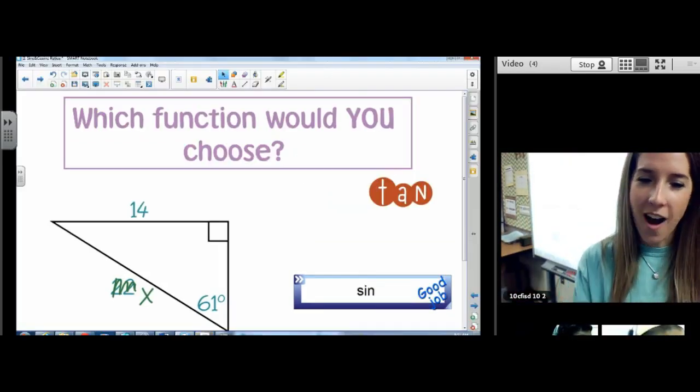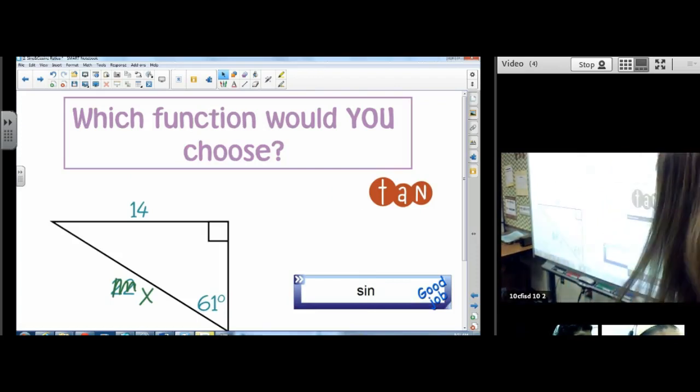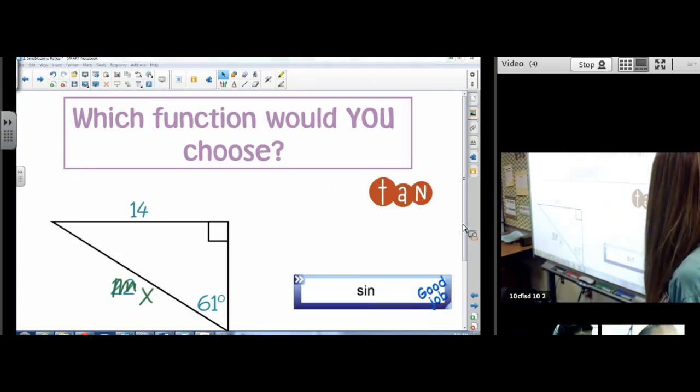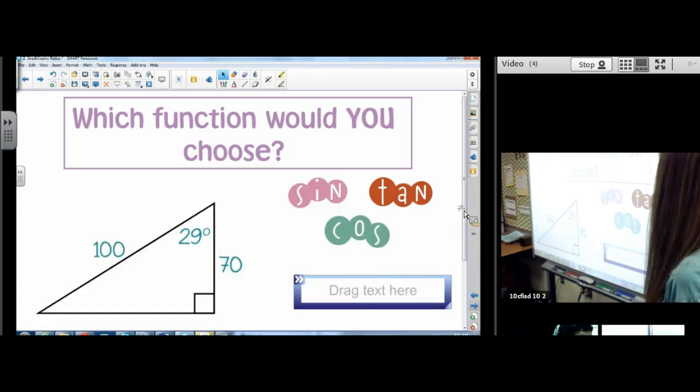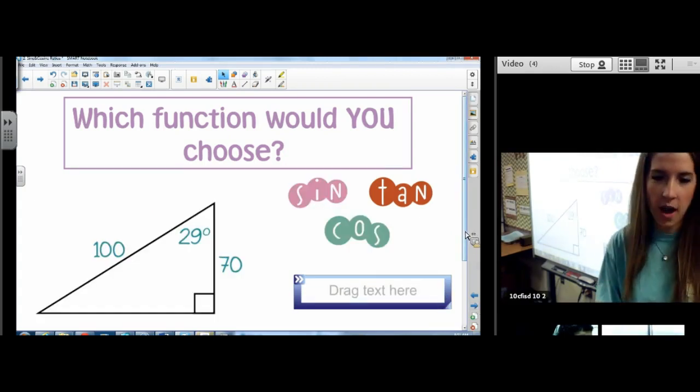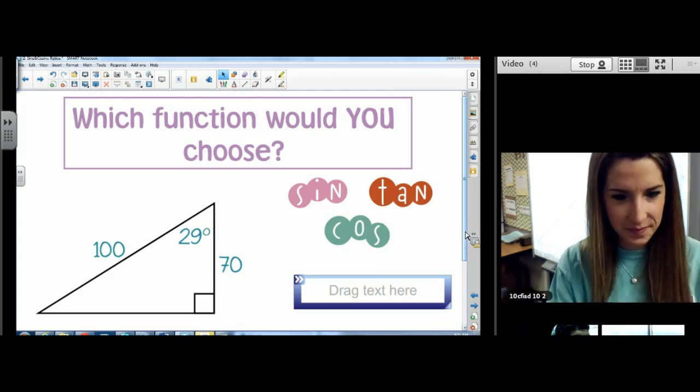That one was opposite over hypotenuse, so that one was sine. Thank y'all for bearing with us. Okay, which one would you choose? Abby, this one's yours. Okay, ready?